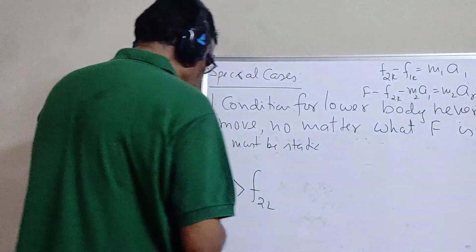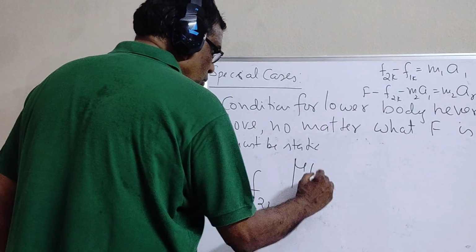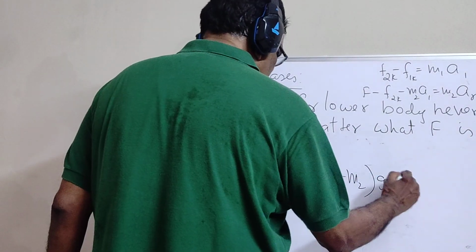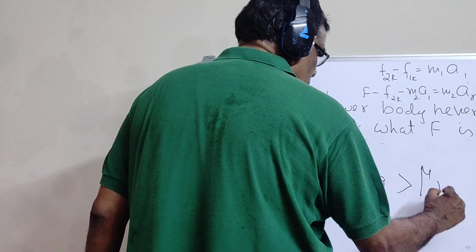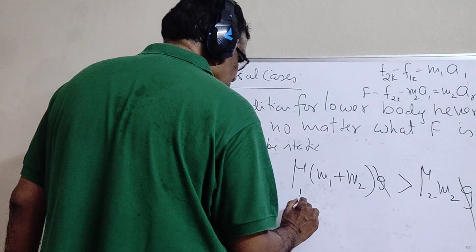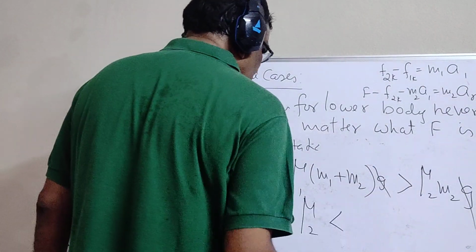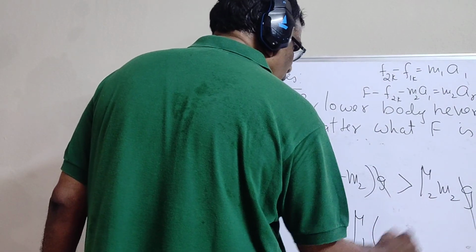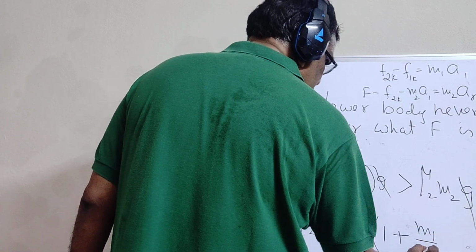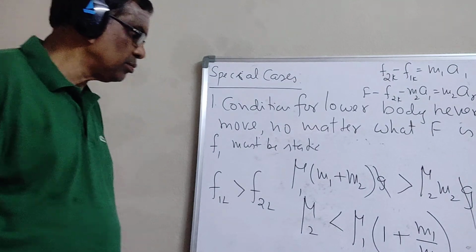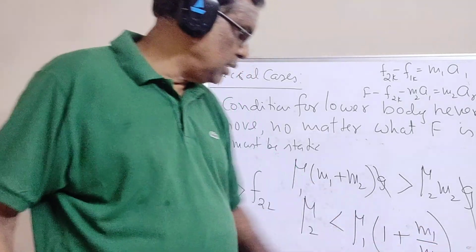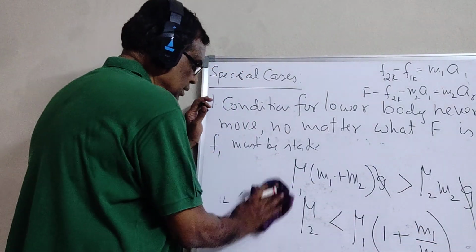Okay? Now, what do you mean by this? Mu1 (M1 plus M2) G must be greater than mu2 M2 G. Or I reverse it: mu2 must be less than mu1 and M2 also you bring onto this side, mu2 must be less than this. This is a very important case.